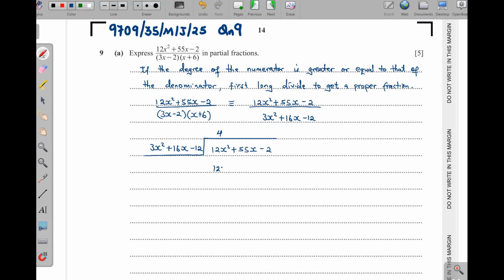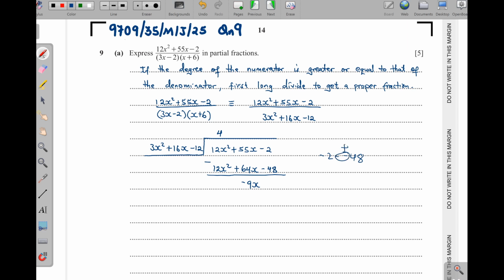So we get 12x squared, then 16 times 4. We shall get a 64. And then negative 12 times 4, that will be a negative 48. Then we subtract to do away with this one here. 55 minus 64, that is a negative 9 of x, and then negative 2 minus 48.